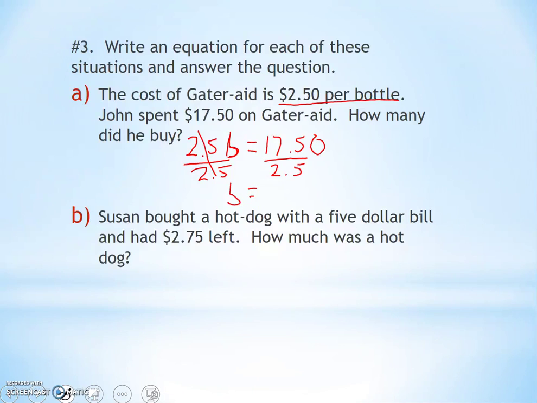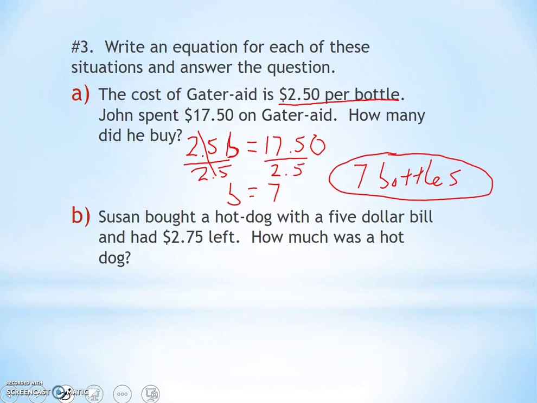But $2.50 goes into $17.50 7 times. And we could check this out. If we take 2.5 times 7, we should get $17.50. So how many did he buy? He bought 7 bottles of Gatorade. And that would be our solution.